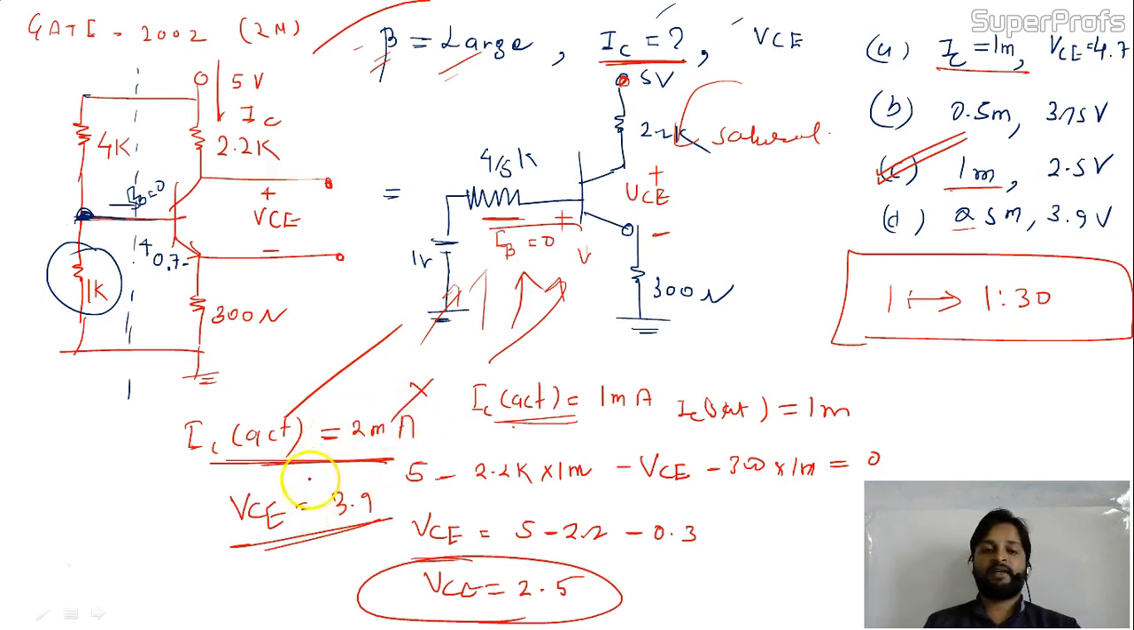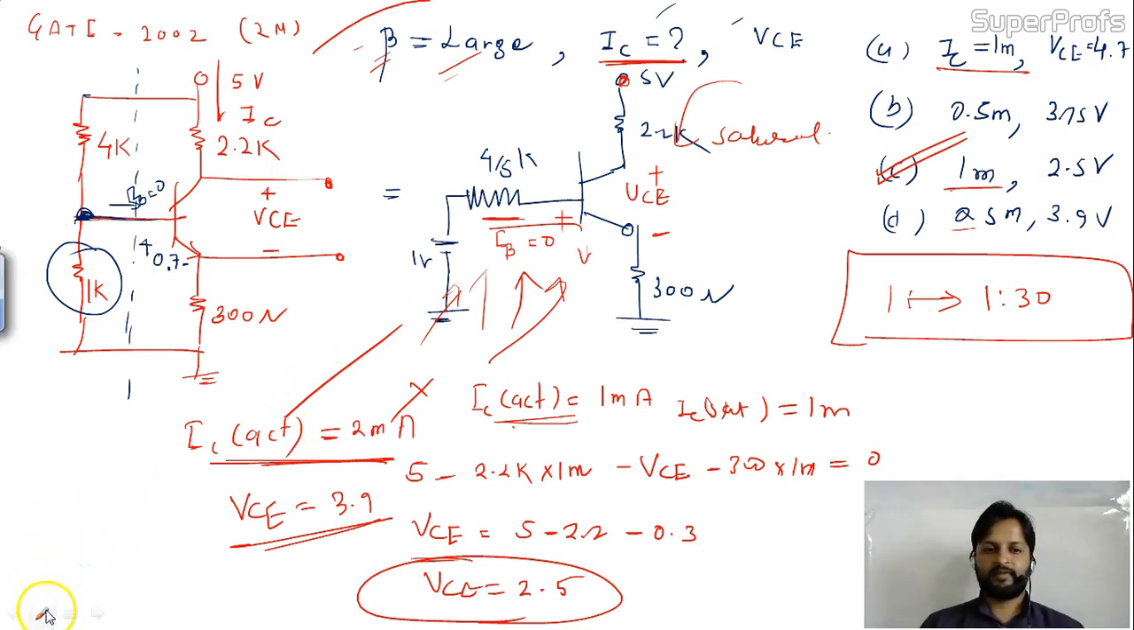So please be careful whenever you get this type of question. Please follow the rules. Please follow the steps. And the steps are: the very first step, you have to check for IC saturation. You have to calculate IC active, then compare. If IC active is greater than IC saturation, then the system is working in saturation. If IC saturation is greater than IC active, then the system is working in active. Is it okay?